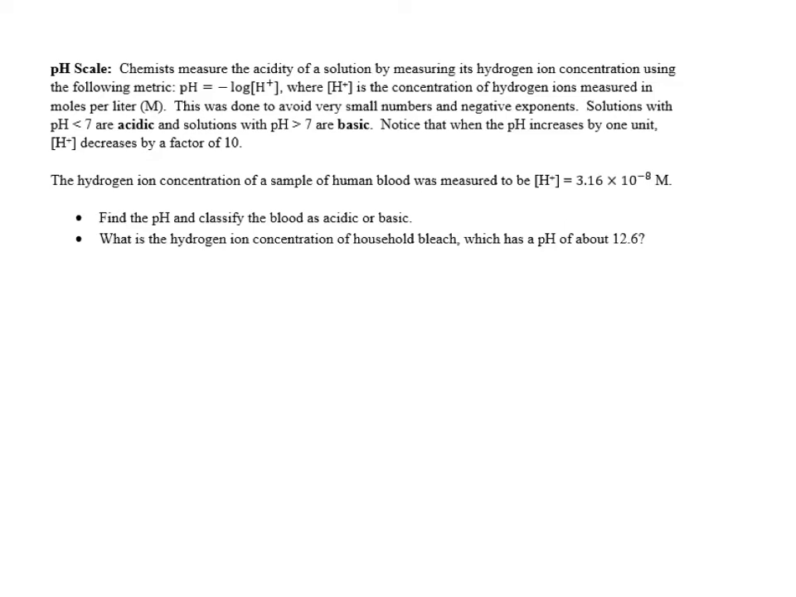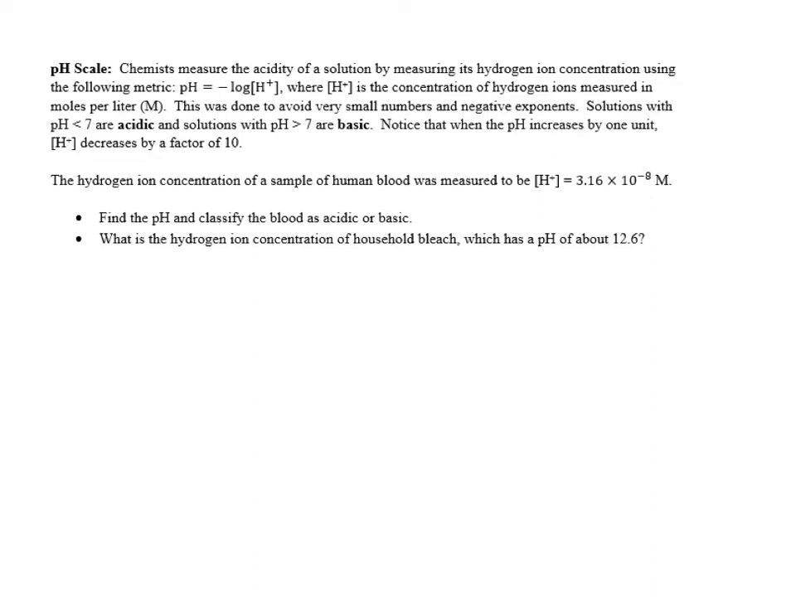Solutions with pH less than 7 are acidic, and solutions with pH greater than 7 are basic. Notice, again, because this is a logarithmic scale, that when the pH increases by 1 unit, the hydrogen ion concentration decreases by a factor of 10. Decreasing, of course, because we've got a negative in front of that logarithm. So this is how the acidity is measured with pH.